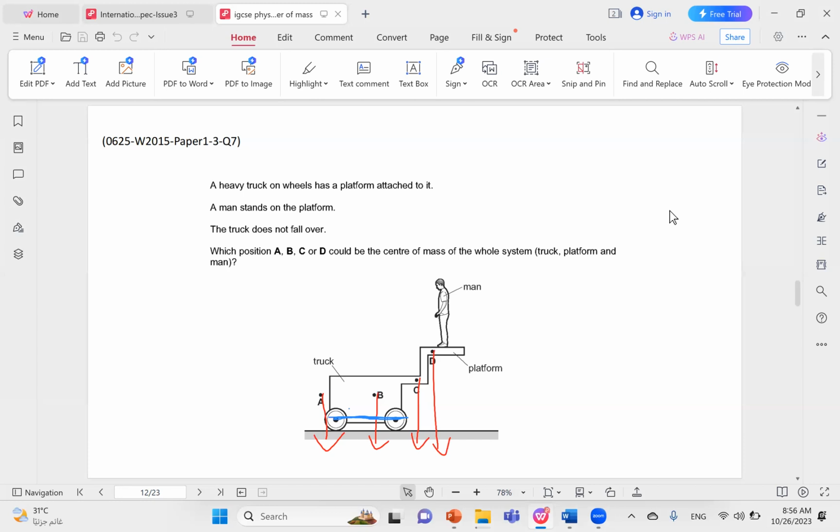So if the center of mass were at A or C or D, it would absolutely topple because the vertical line falls outside of the base. So therefore, the correct choice here is choice B.